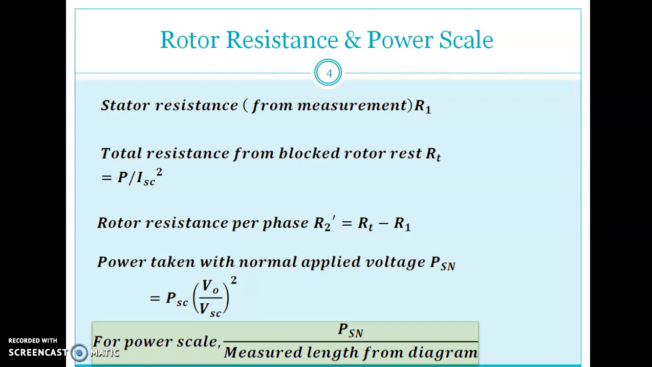For the performance prediction, we need to have a power scale. For that, we have to obtain the power taken with normal applied voltage PSN, which is equal to PSC into V0 by VSC the whole square. And PSN will be represented by a vector in our circle diagram, and the length of the vector is taken, and with that we can obtain the power scale.